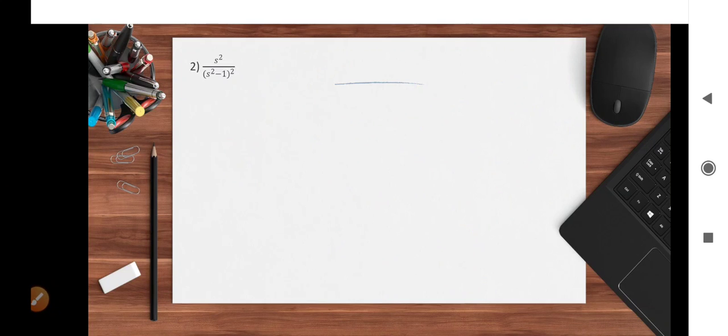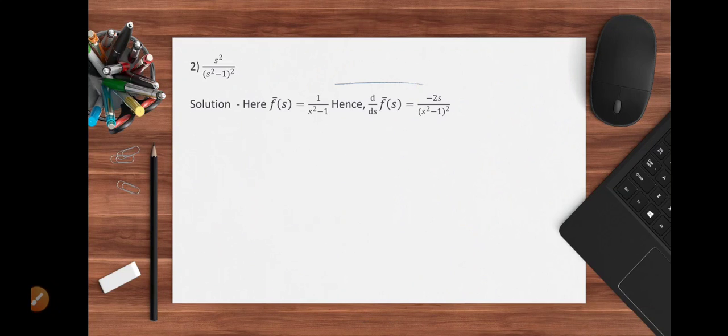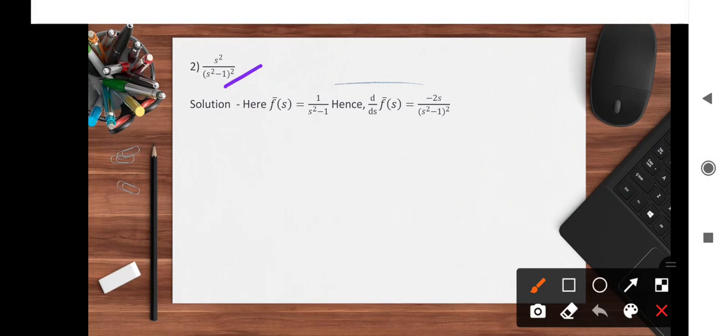We will see the solution step by step. Here f bar of s is considered as 1 upon s square minus 1. See, in the given function it is (s square minus 1) bracket square, but we are considering f bar of s as 1 upon s square minus 1 only, because its inverse LT can be easily written. So we are going to take f bar of s like this, and also its derivative is minus 2s upon (s square minus 1) bracket square.